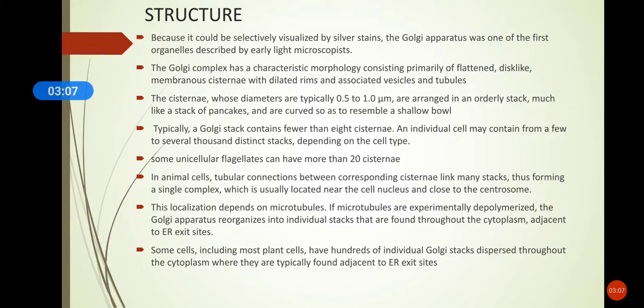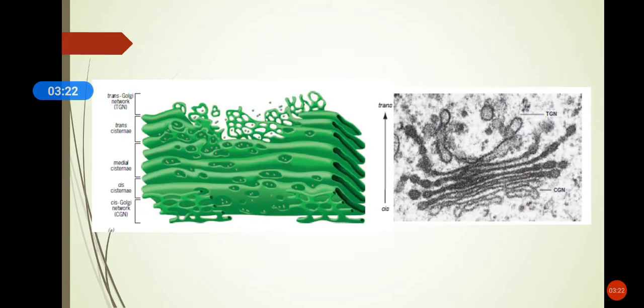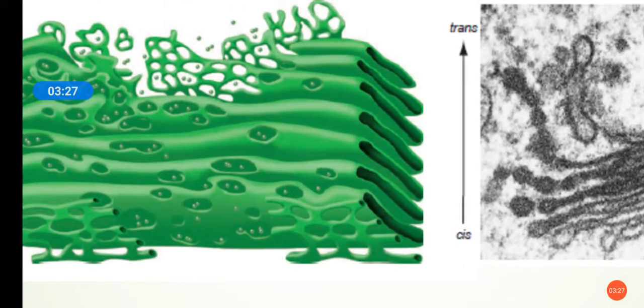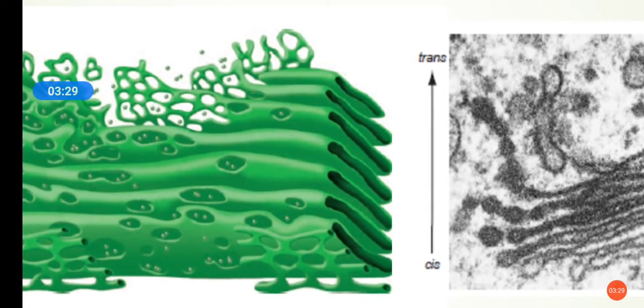In the case of most plant cells, there are several hundreds of individual Golgi stacks that are dispersed throughout the cytoplasm, and they are found adjacent to the ER exit sites. So this is the cisternae, and they are arranged in a stack-like manner.